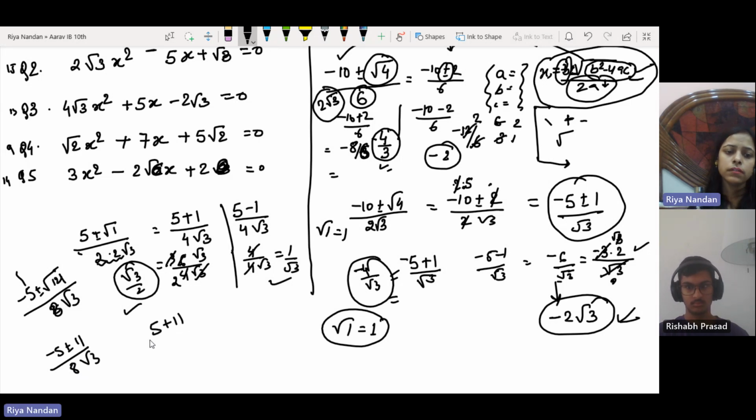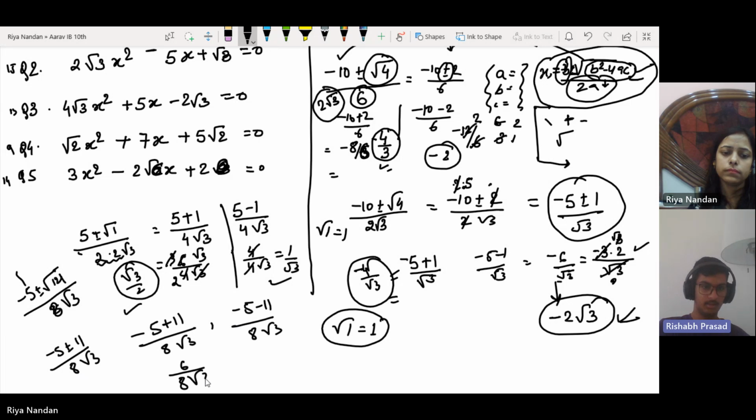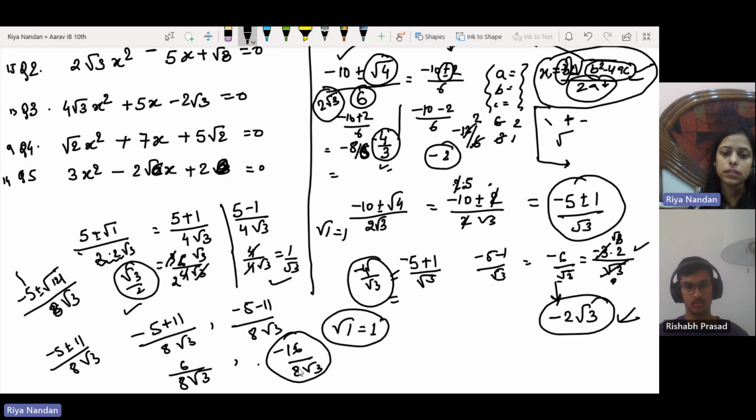5 plus 11 upon 8 root 3, and minus 5 minus 11 upon 8 root 3. This would be the answer, which is 6 upon 8 root 3 and minus 16 upon 8 root 3. Correct. Now cancel it out. Are you able to cancel anything in this? 8 and 16, right? 1 times 2 and 2 upon 1 times, so it becomes 2 upon root 3.